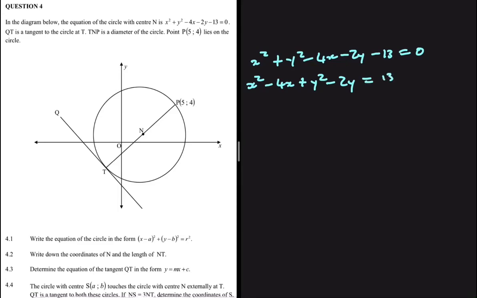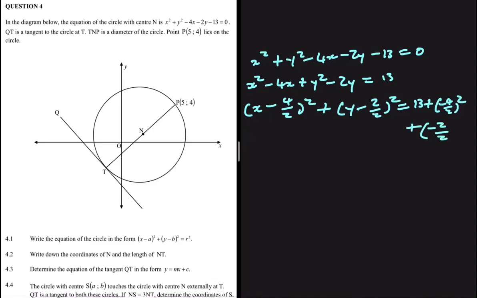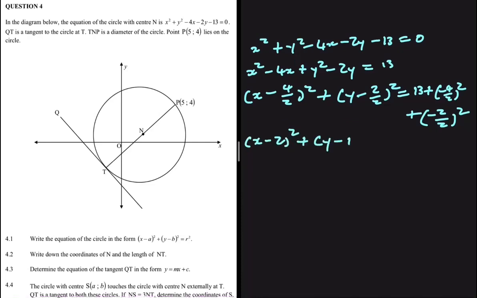The next step you probably want to take is to complete the square. What do we mean by that? So we have (x minus 4 divided by 2) squared plus (y minus 2 divided by 2) squared being equal to 13 plus (minus 4 divided by 2) squared plus (minus 2 divided by 2) squared. There we go. So we're going to have (x minus 2) squared plus (y minus 1) squared being equal to 18. So that is the equation of the circle.